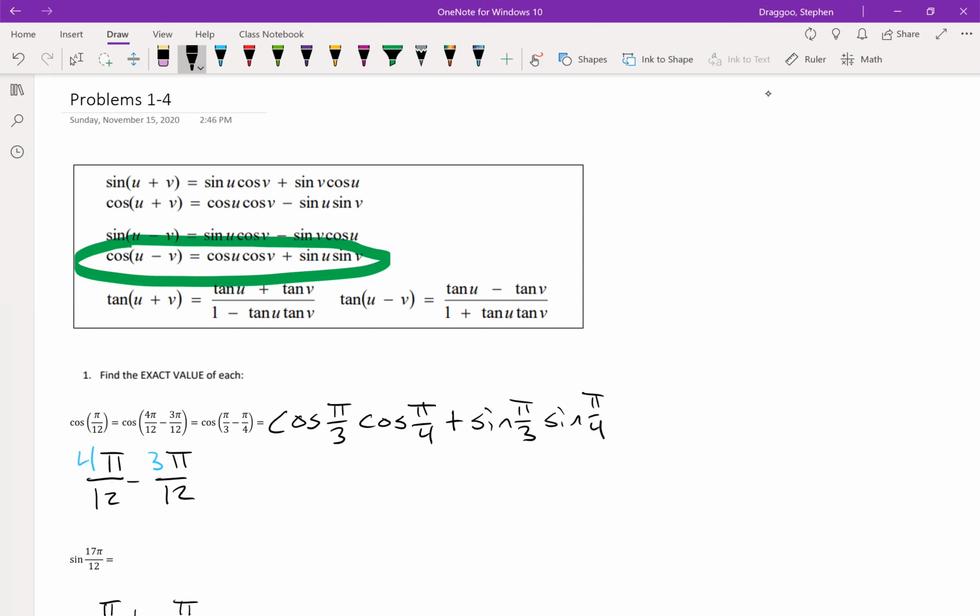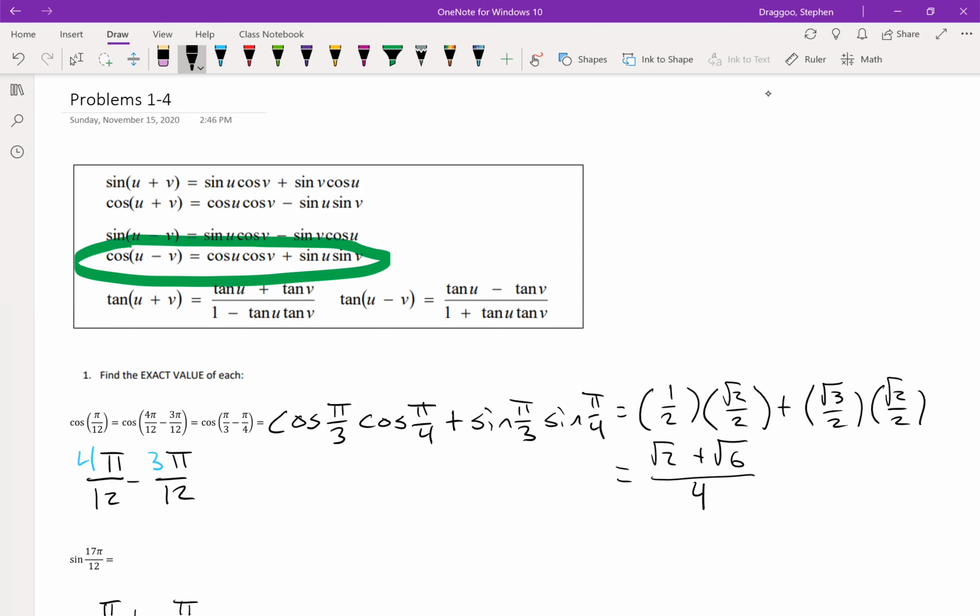And then I can go to the unit circle to get each of those values. Cosine of pi over 3 would be 1/2. Cosine of pi over 4 is root 2 over 2. Plus the sine of pi over 3 is root 3 over 2. And the sine of pi over 4 is root 2 over 2. Putting all of that together gives us the square root of 2 plus the square root of 6 divided by 4.